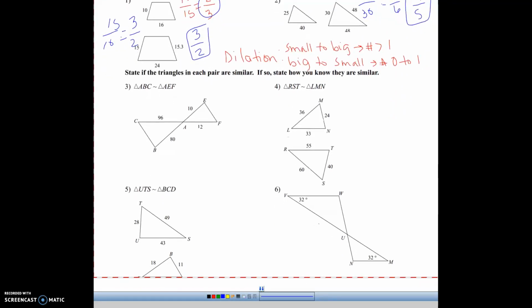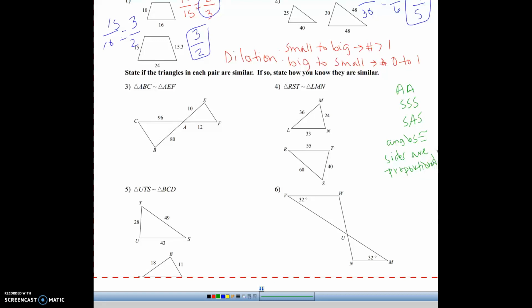Number 3. State if the triangles are similar. If so, state how you know they are similar. So remember, they can be similar by either angle, angle, by side, side, side, or by side, angle, side. Now don't forget, in proving similar, angles have to be congruent and sides are proportional. You got to show those proportions.